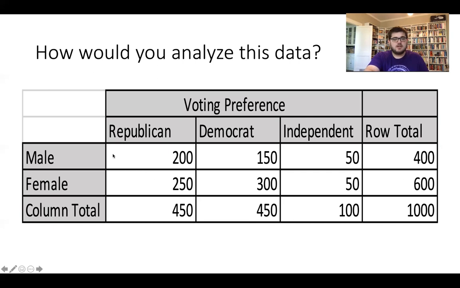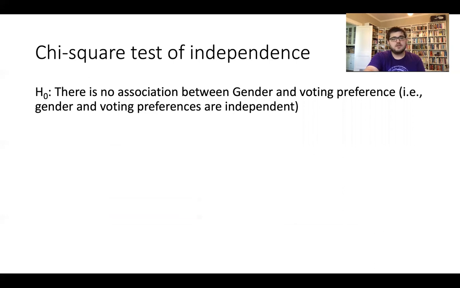So you can take these column totals and these row totals and say how many people you would expect to see in each category if it was completely proportional to the column totals and the row totals. If being male doesn't affect the probability of being Republican, Democrat, or Independent, or if being independent doesn't affect the probability of you being male or female, then you would expect a certain amount of people to fall into each category. And that's what a chi-square test of independence is testing: are you seeing that kind of dependence? Are you seeing overrepresentation in some categories or underrepresentation in other categories?